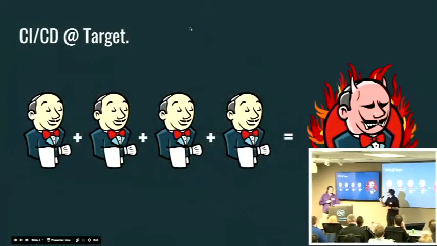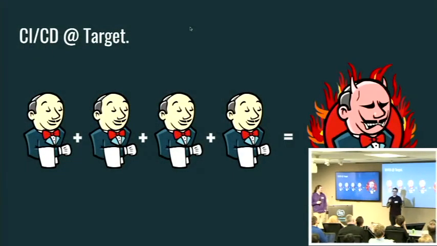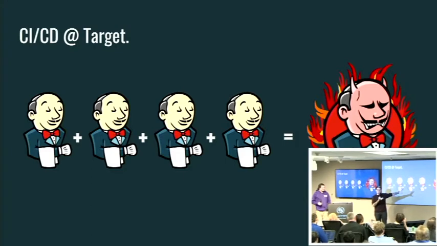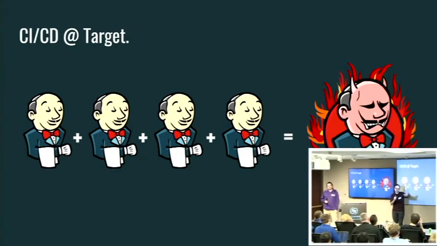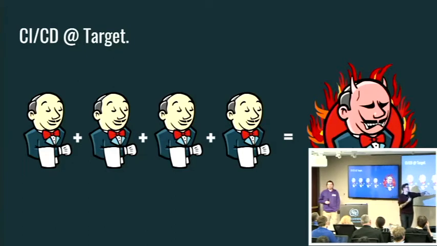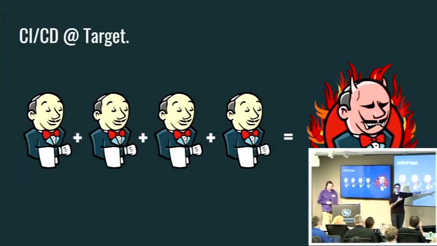So currently, CI/CD at Target, you just keep clicking. This is kind of an expression of what we have going on right now. Four huge Jenkins masters that all have a series of shared build agents that add up to this just nightmare. It's really bad, you guys.